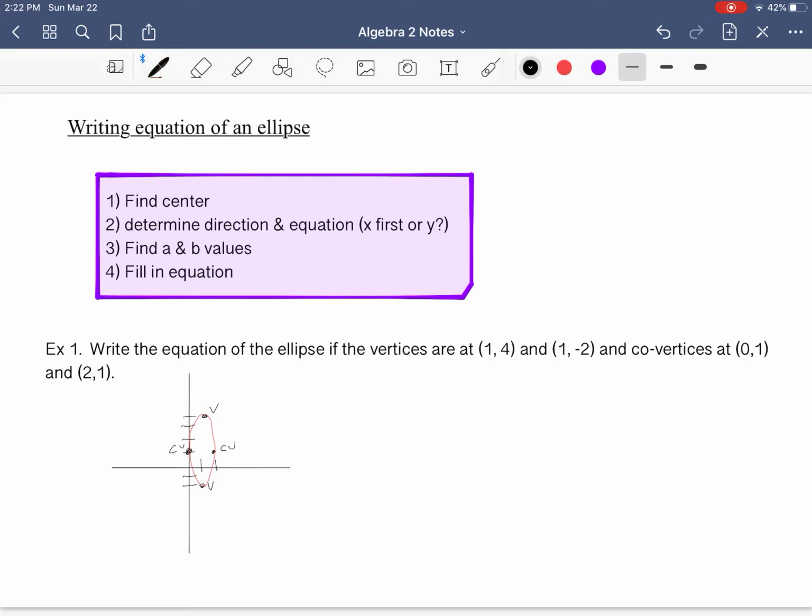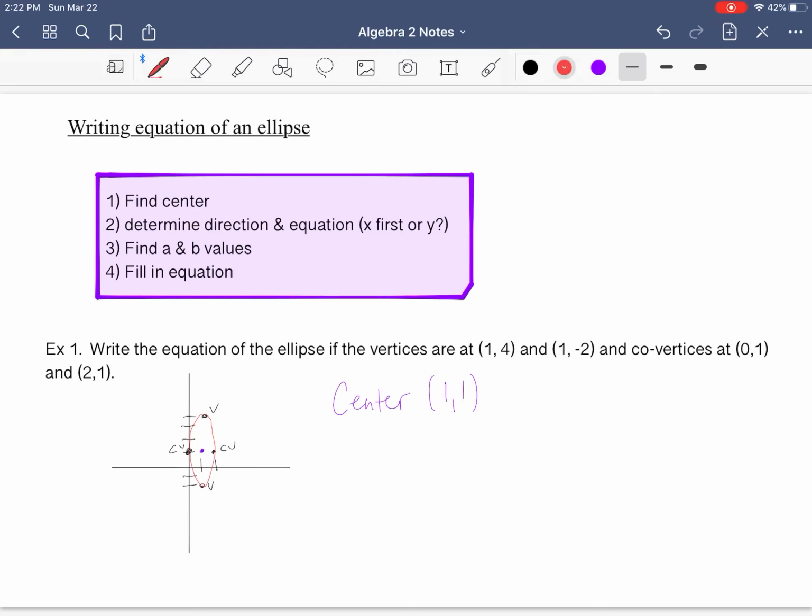Okay, and we have to find our center. Our center is going to be halfway between all our points. So visually, it's going to be right in the middle of everything. So our center, step 1, is going to be at the point (1, 1). If you weren't sure how to find that, you could always use the midpoint formula, just like we did in the previous video, but sometimes it's really easy to tell from a graph. So our center is at (1, 1).